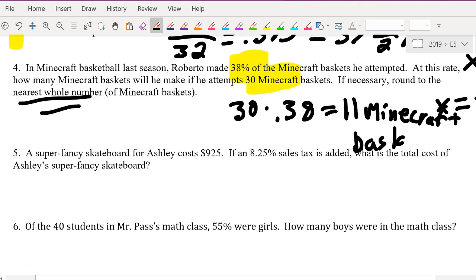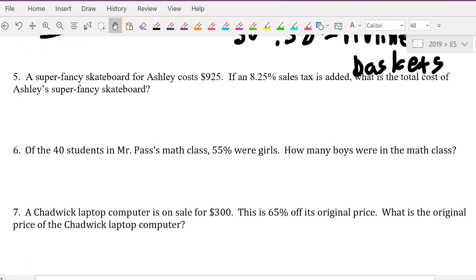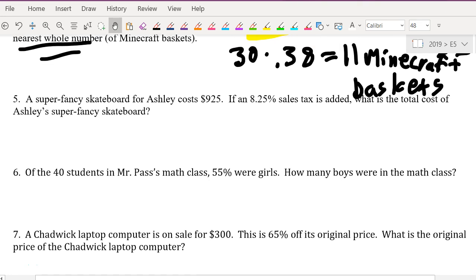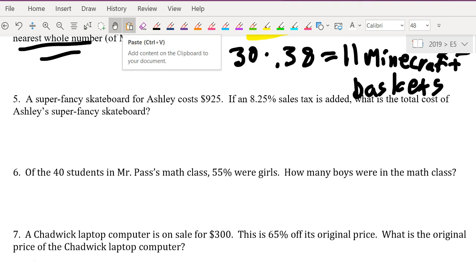A super fancy skateboard for Ashley. She's in my other class, and she really likes the skateboards. Anyways, it costs $925, which is a lot, but it's a really good skateboard. It's got artwork from Picasso on it. I don't know. Oh, you guys didn't know that Picasso skateboarded? Oh my god.